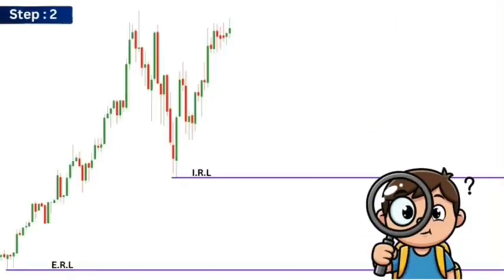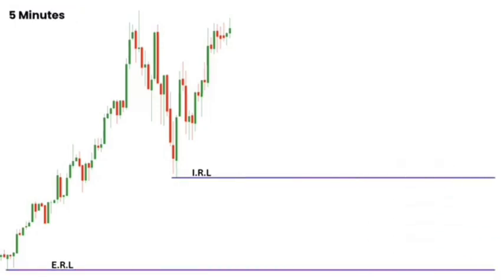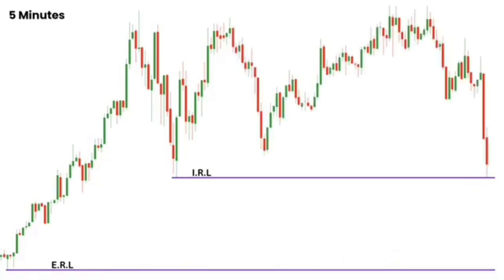We're now analyzing the 5-minute chart. Here, this is our internal liquidity zone, and this is our external liquidity zone. As we can see, the price sweeps the internal liquidity zone. In an uptrend, when the market sweeps internal liquidity, there's often a higher probability that price will continue moving upward.